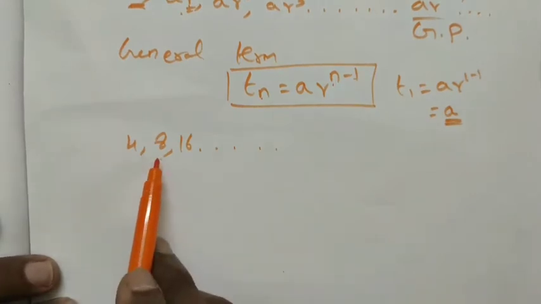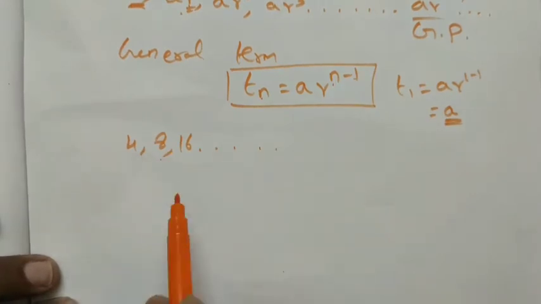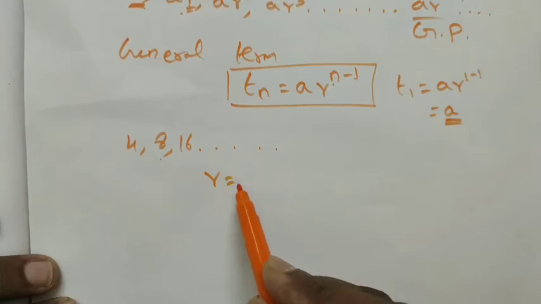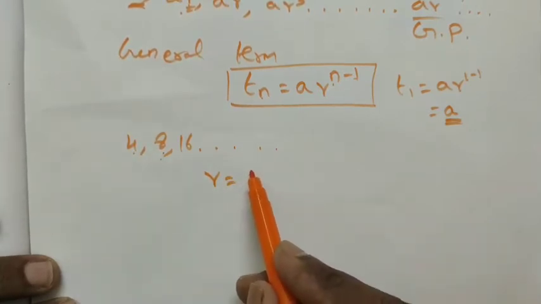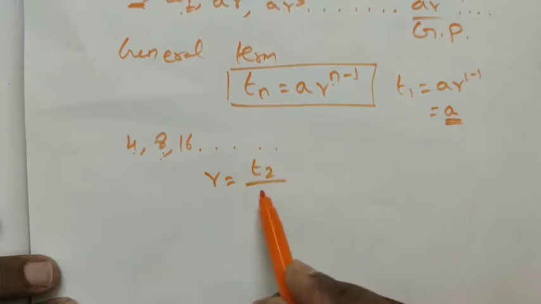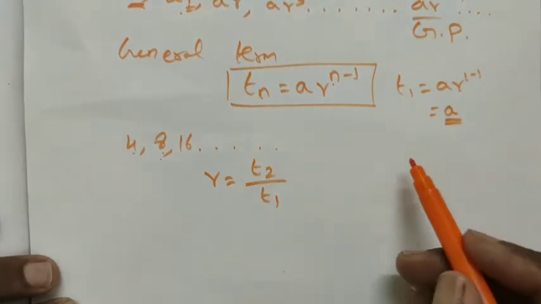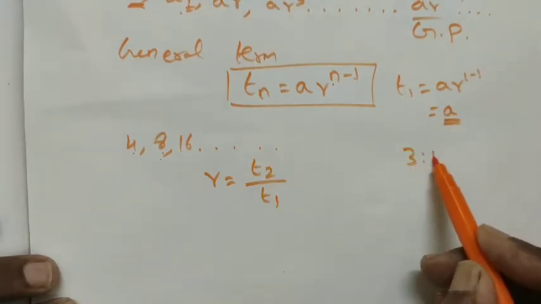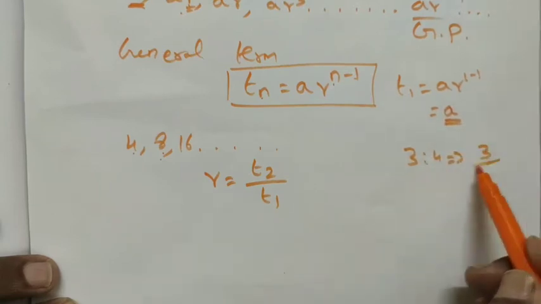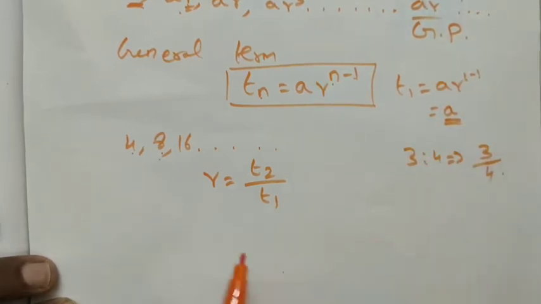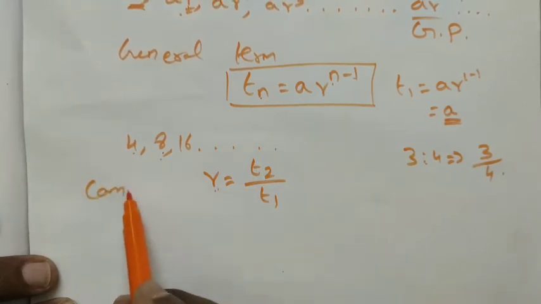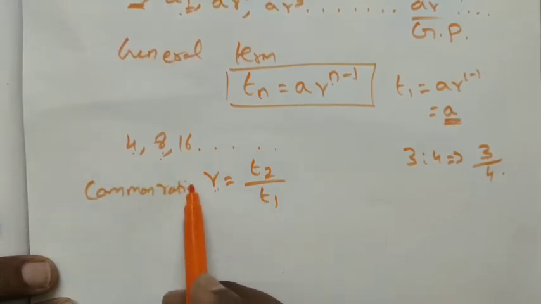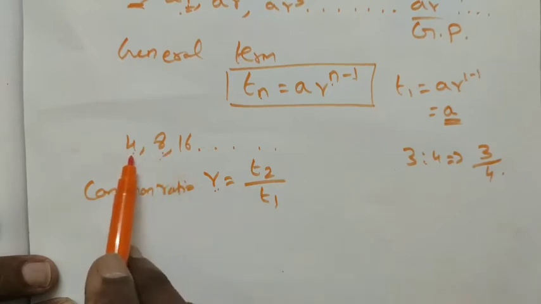To find the common ratio, R is equal to the second term over the first term, right? Second term divided by first term. Usually ratio means 3:4, which is represented as 3/4. That is the form of a ratio, right? So here we are finding the ratio. So the common ratio formula is R is equal to second term divided by first term.